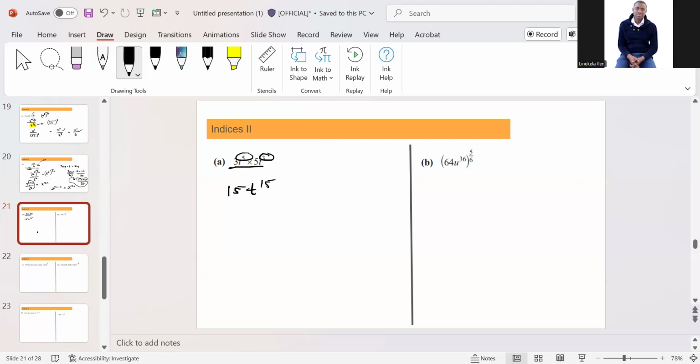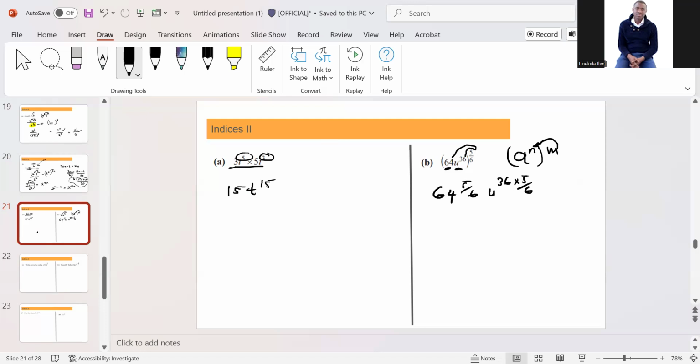This is a fractional index. But before it's a fractional index, we need to do it this particular way first, because it's a to the power of mn here. So we need to multiply the m first. We need to multiply this with that and this with that as well, because there are two things here. There's 64 and there's also u. So then it's going to be 64 to the power of 5 over 6, and u to the power of 36 multiplied again by 5 over 6.